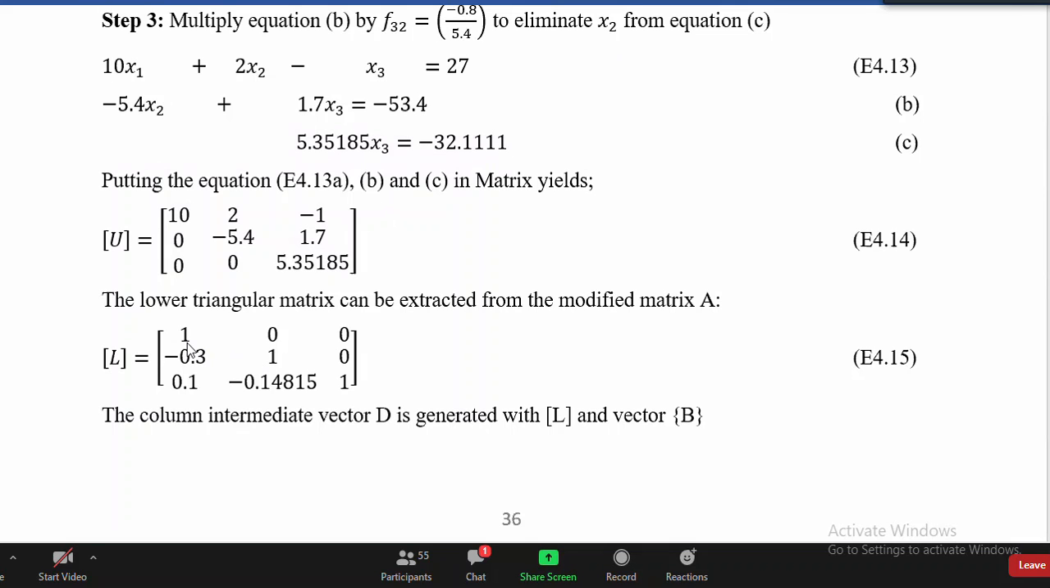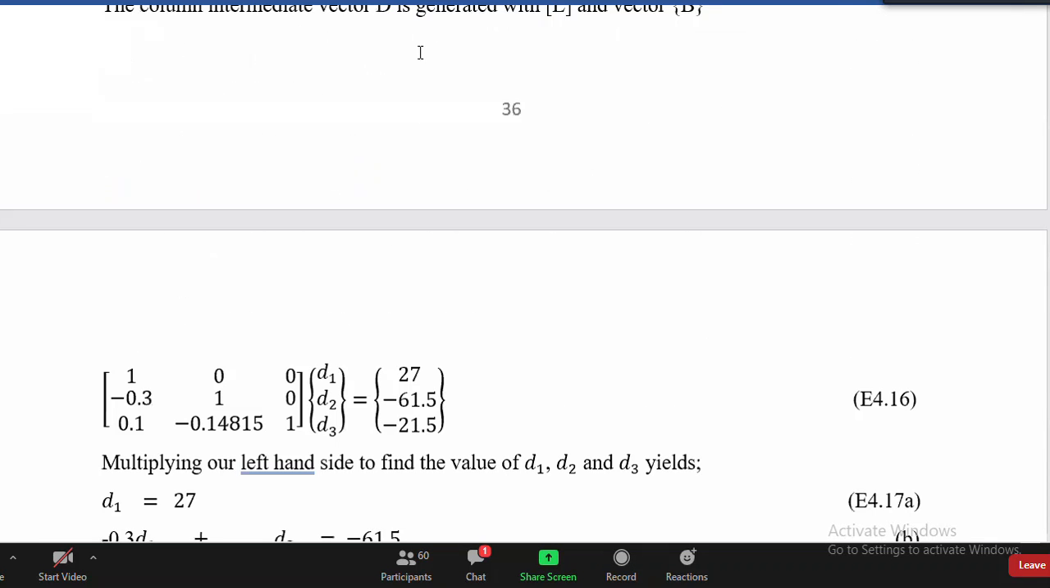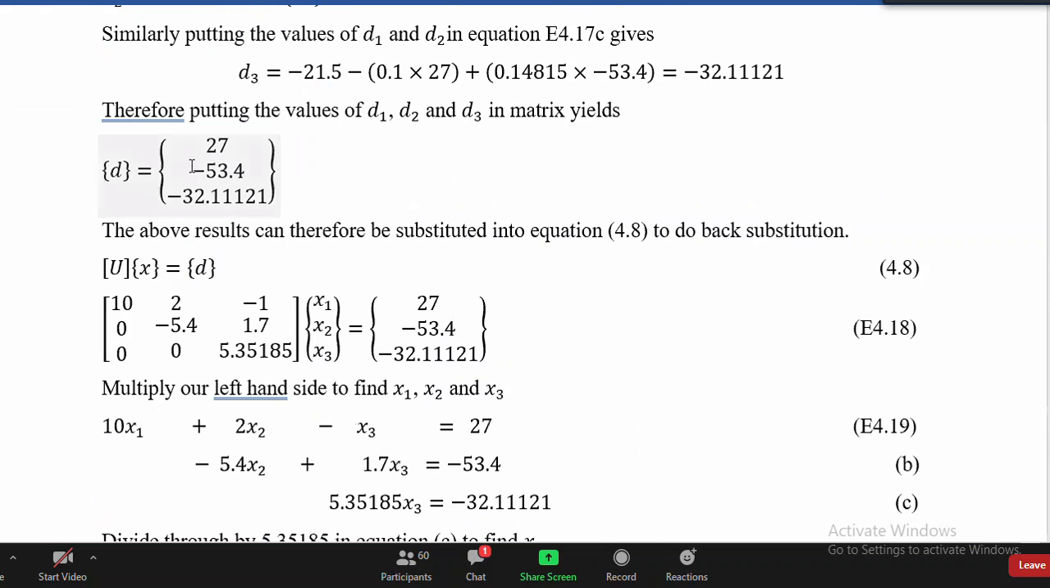And this is L from that matrix found here. So with the L and original B given, we will calculate D, generate D. That's it here, D1, D2, D3 as we did above. We substitute D1 into the second equation to calculate D2, and substitute D1 and D2 to calculate D3. That's what you have here, and this is equivalent to the one we did before.